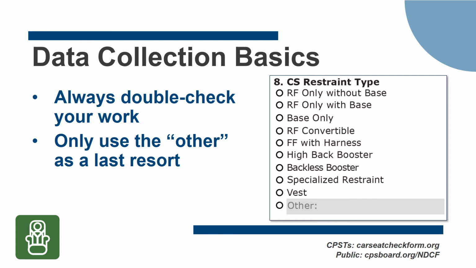Also, as a reminder, use the other field as a last resort, and I'll use this as an example on question number 8, where we're identifying the restraint type. If the child came in an all-in-one car seat, as you can see on this list, we do not have all-in-one listed, but if the child was 9 months old in a rear-facing all-in-one car seat, we would simply select the rear-facing convertible option. We do have some technicians that have chosen the other field and then manually entered in that all-in-one car seat, when really what they should have done is just selected the RF convertible option from the drop-down list.